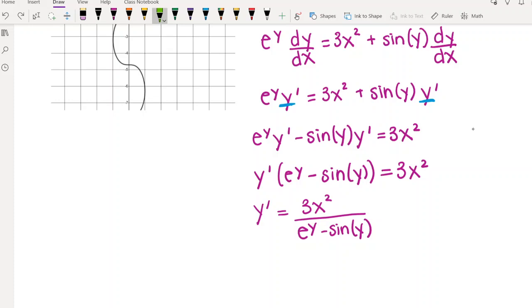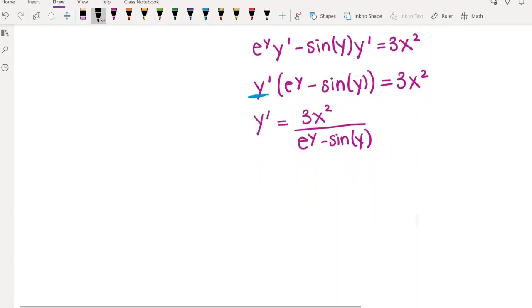But you're welcome to just write y prime instead because I think it makes things look a little cleaner and calmer. And then what was different about this from the other examples? Well, we had multiple terms containing y prime, and we had to move those to one side and then factor out the y prime, because that's what allowed us to ultimately isolate y prime.